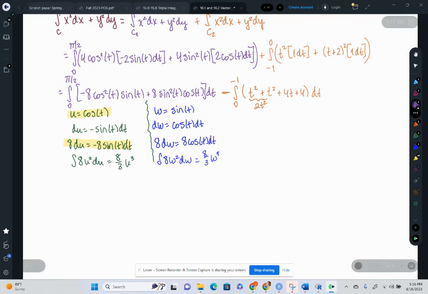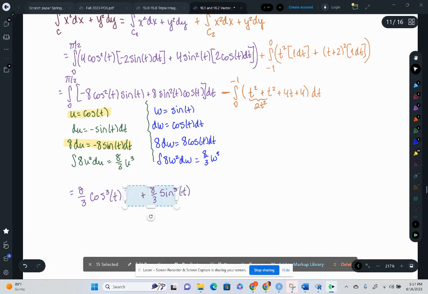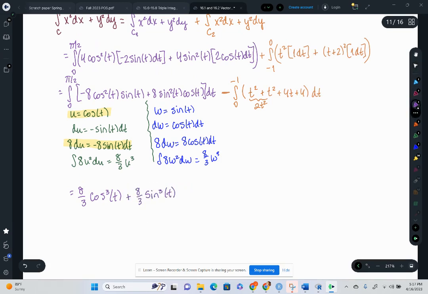All right, in my purple, I have 8/3 u, which is cosine cubed of t from 0 to pi halves, plus I have 8/3 w, which is sine cubed of t. You know what? I can just go ahead and do those all at the same time. Instead of doing two separate evaluations, I will do one. These both go from 0 to pi halves, so there's no sense handling them separately.